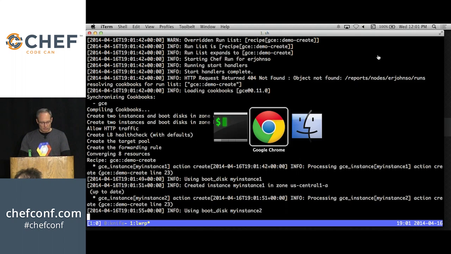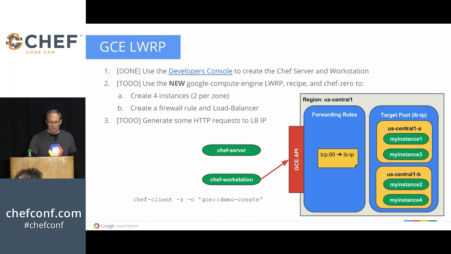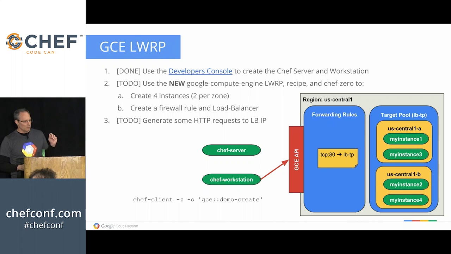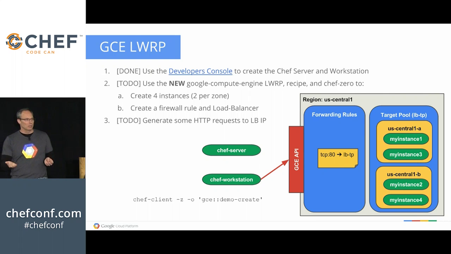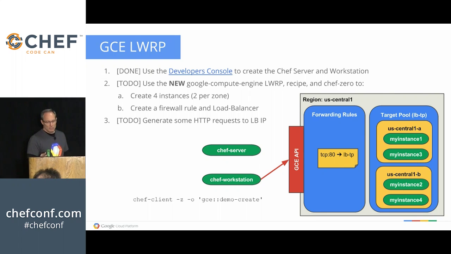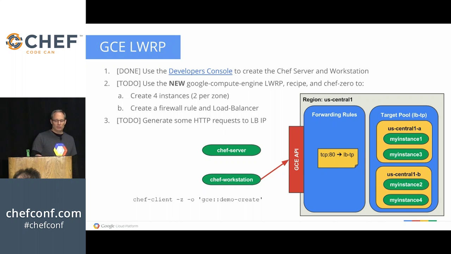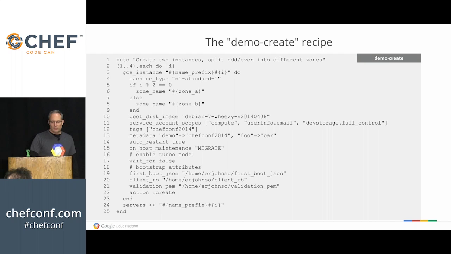So while that's going, let me go back over here. What I'm going to do with the demo is we're going to create 4 instances, 2 in US Central 1A and 2 other instances in US Central 1B. And then I'm going to create a firewall rule that lets port 80 traffic into your instances. And then I'm going to create a load balancer for those 4 instances. And then we'll test it all out. And this is all running from my Chef workstation, communicating to the GCE public API. And then we're going to generate some HTTP requests. And there's a little icing on the cake on this.